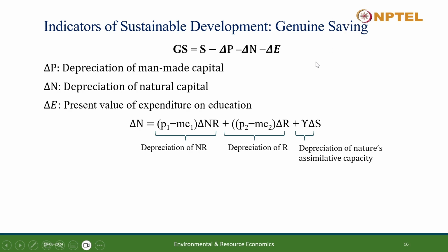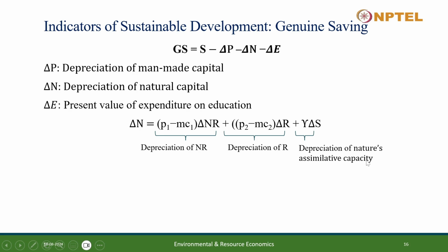What we are saying is how much of the natural capital we are using, or which is being depreciated in the growth format. This depreciation is calculated from depreciation of the non-renewable component, depreciation of the renewable component, and depreciation due to usage of nature's assimilative capacity.